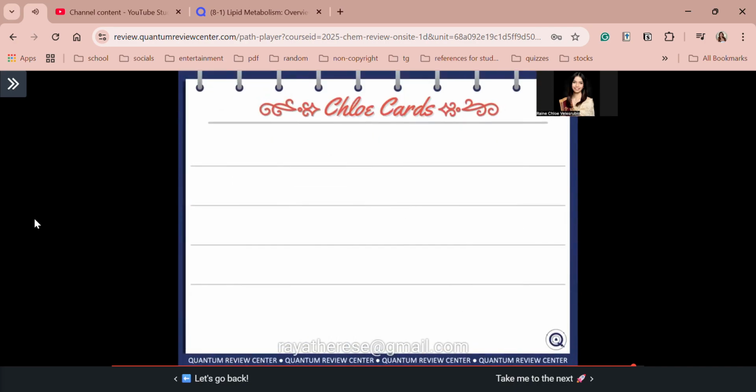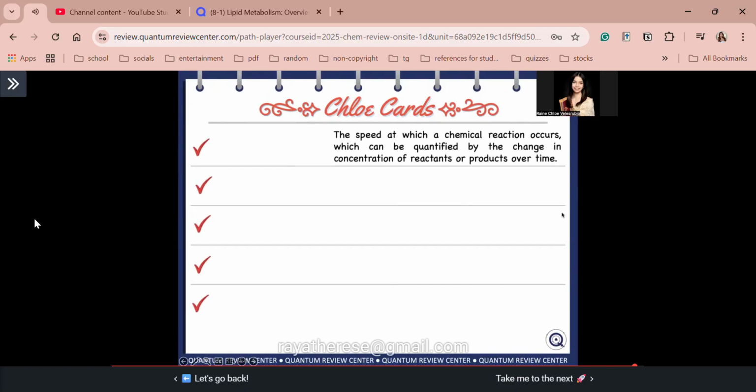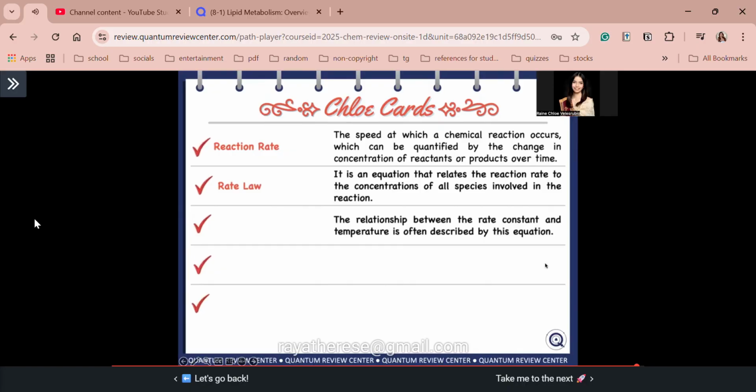Now guys, let's answer these flashcards. Let's go guys. Go ahead, answer. The speed at which a chemical reaction occurs, which can be quantified by the change in concentration of reactants or products over time. What is that? Correct, reaction rate. Next, it is an equation that relates the reaction rate to the concentrations of all species involved in the reaction. What could that be? Correct, rate law. Next, the relationship between the rate constant and temperature is often described by this equation. Which equation, guys? Any clue? Correct, Arrhenius equation.